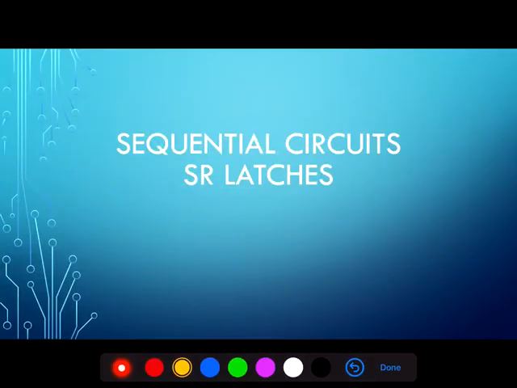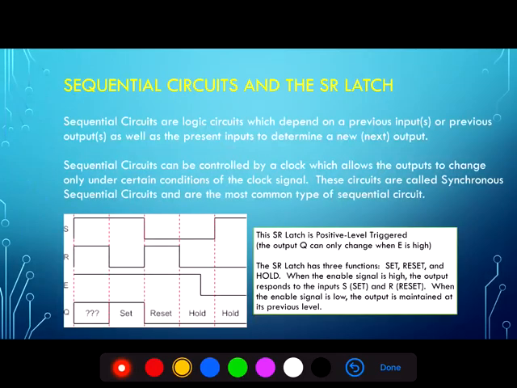Hello, and welcome to another session on sequential circuits, this time focusing on SR, or set-reset, latches. As a review, sequential circuits are logic circuits which depend on a previous input or output, as well as the present inputs, to determine the new or next output. The sequential circuits that we're covering will be exclusively synchronous, meaning that they are controlled by a clock such that the outputs can only change under certain conditions of the clock signal.